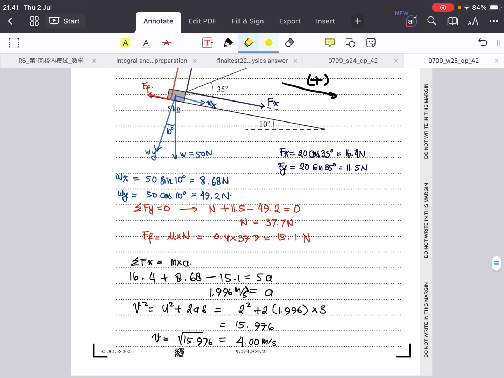We'll be using the formula for kinematics. One of the formulas is v squared is equal to u squared plus 2as. u is 2, so 2 squared plus 2as. a is 1.996 and then s is 3. So v squared is 15.976. v is the square root of that value. The answer will be around 4 meters per second.